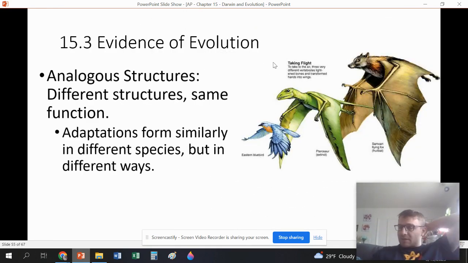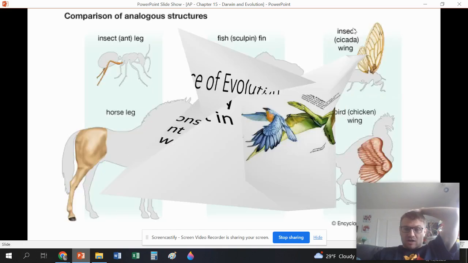Analogous structures, these are a little bit different. They're actually kind of the opposite. They are when they have the same function but different structures. So like the flying birds, the flying pterosaurs, and flying bats, they've all evolved the same function, but obviously from different structures. Like the structure here is not homologous with the structure here and here. They've evolved different ways to fly. So these are called analogous structures.